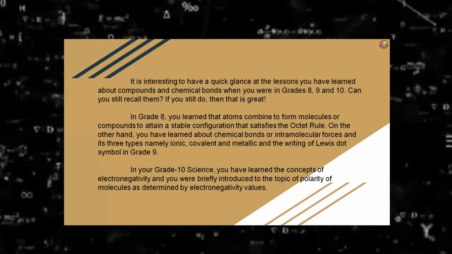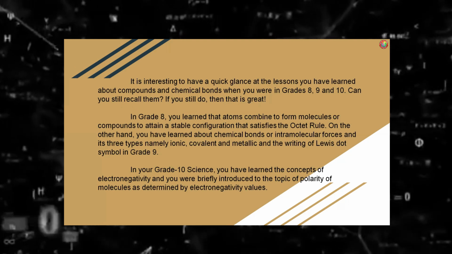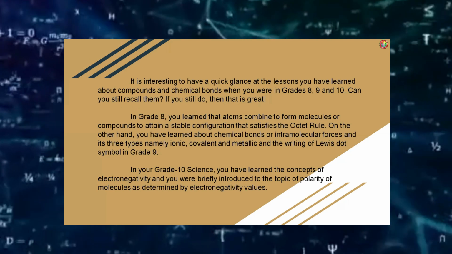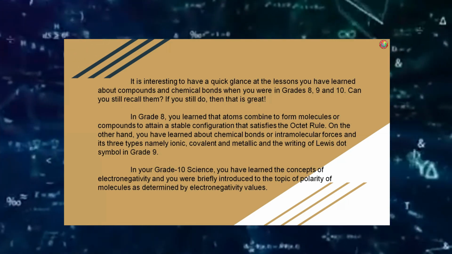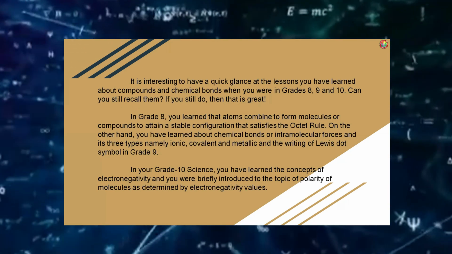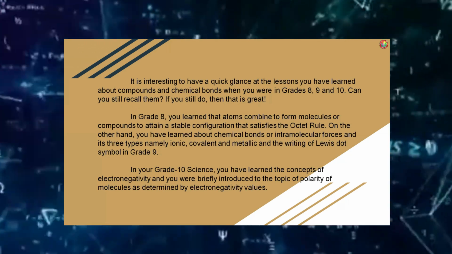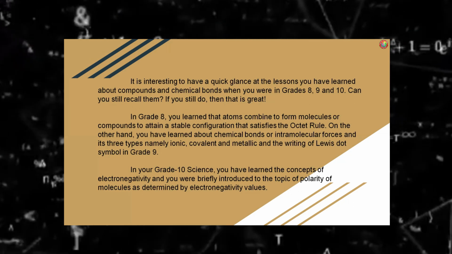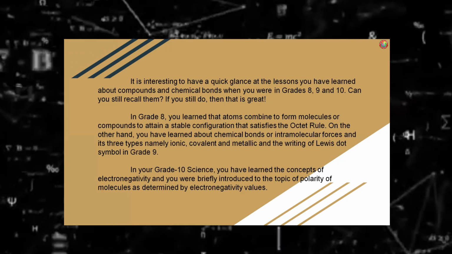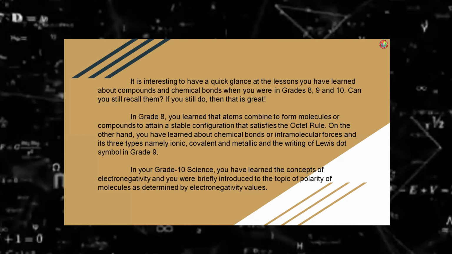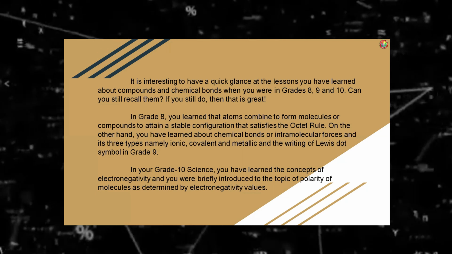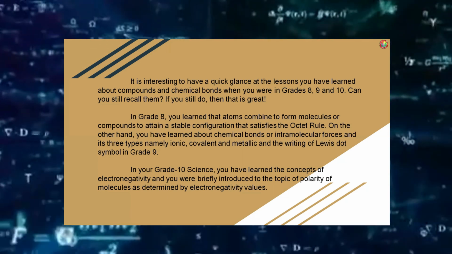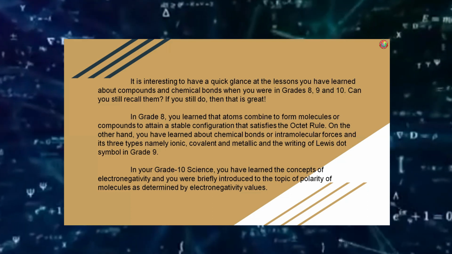In grade 8, you learned that atoms combine to form molecules or compounds to attain a stable configuration that satisfies the octet rule. On the other hand, you have learned about chemical bonds or intramolecular forces, its three types, namely ionic, covalent, and metallic, and the writing of Lewis dot symbols in grade 9. In your grade 10 science, you have learned the concept of electronegativity and you were briefly introduced to the topic of polarity of molecules as determined by electronegativity values.